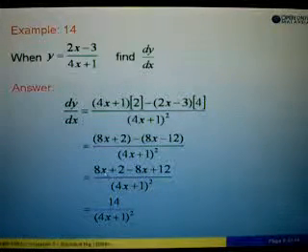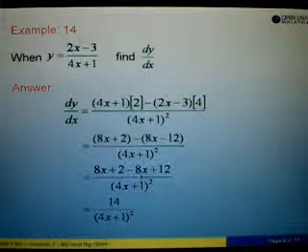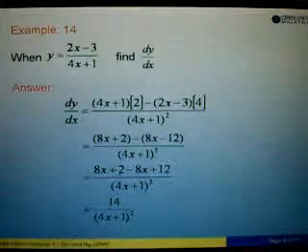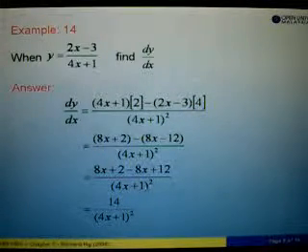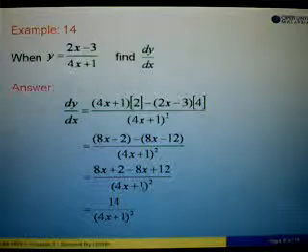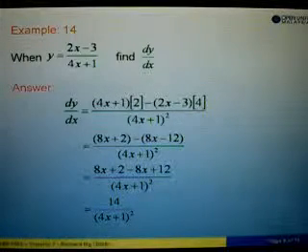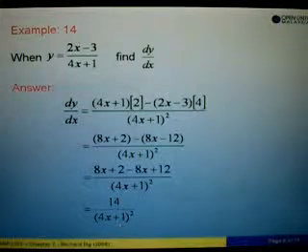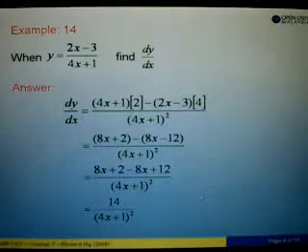the numerator is 8x minus 8x, you can cancel. Then we have 2 plus 12 will give us 14. And then the bracket at the bottom, 4x plus 1 squared, we just copy it only, that's all. Okay?